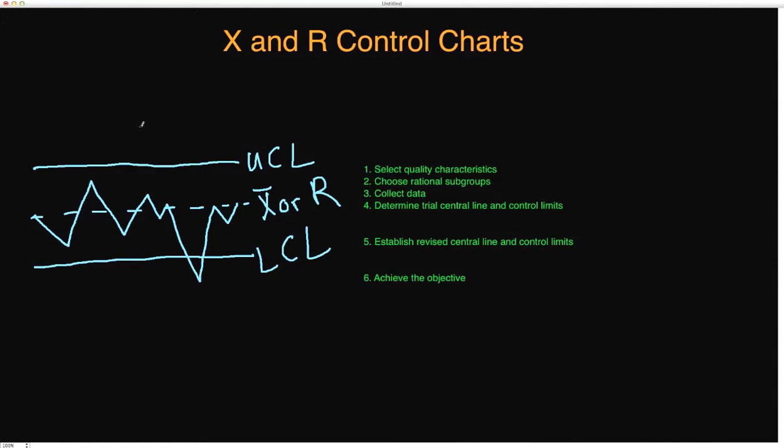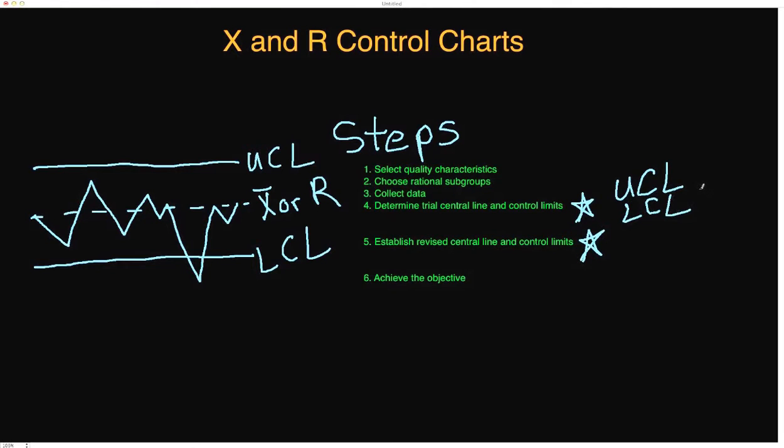In this video, we will be going over how to construct X and R control charts. Here we have our 6 steps that we are going to use to set up these control charts. And really where most of the work is within steps 4 and 5. There are several formulas that we need to be aware of that we can use to get our control limits, and we will get those control limits for the X control charts, as well as the R charts.